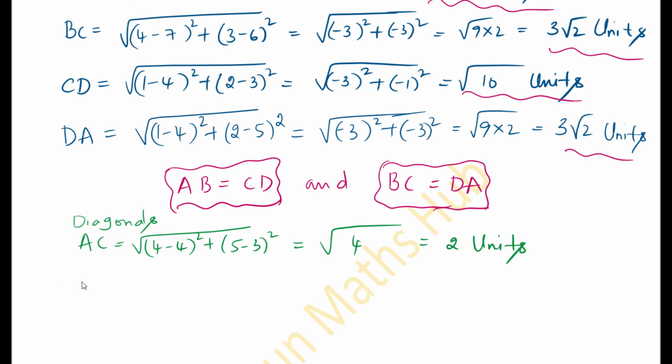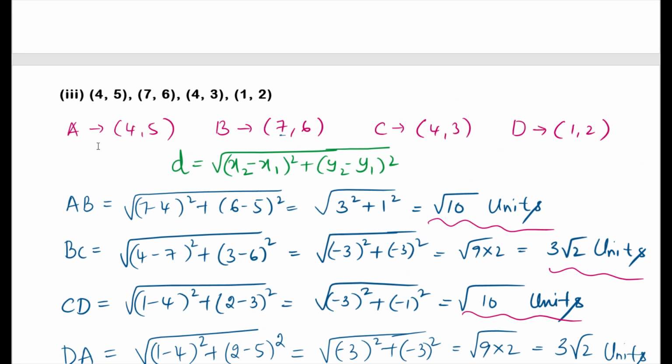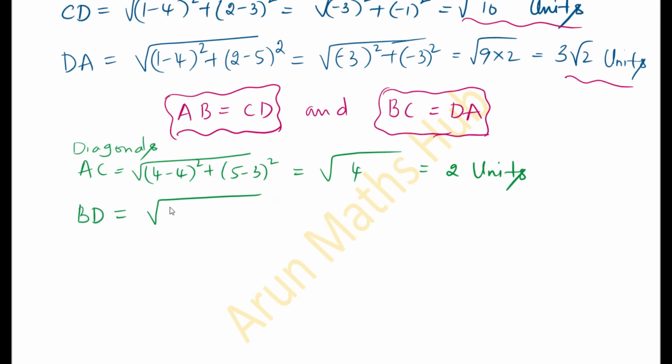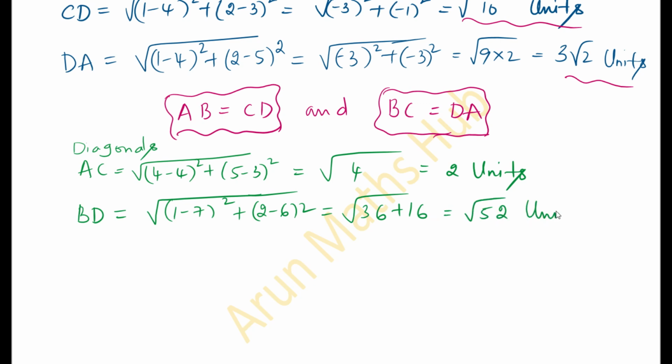Now find out the diagonal BD. Now BD equals square root of, consider point B and D, that is x2 minus x1 is 1 minus 7 whole square, and y2 minus y1 is 2 minus 6 the whole square. What is 1 minus 7? 1 minus 7 is minus 6 whole square will be 36. 2 minus 6 is minus 4 whole square is 16. What is 36 plus 16 will be equal to root 52 units.